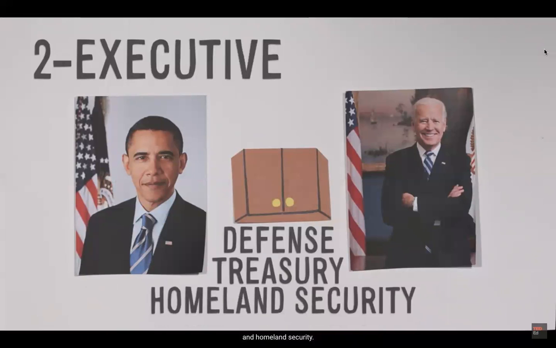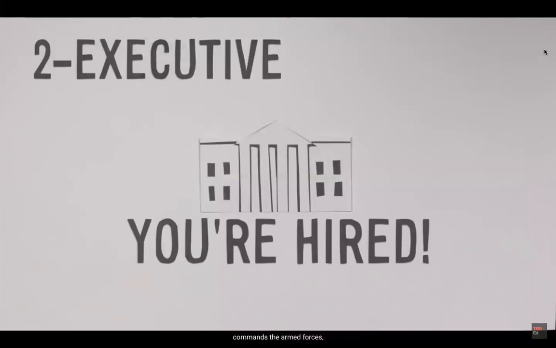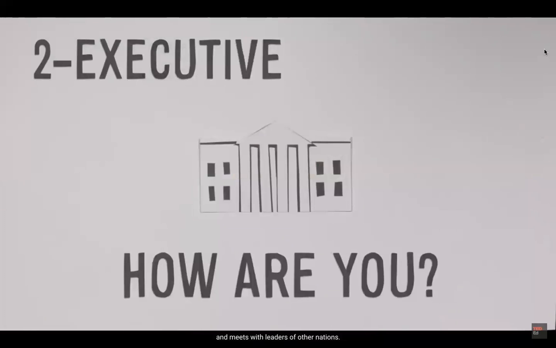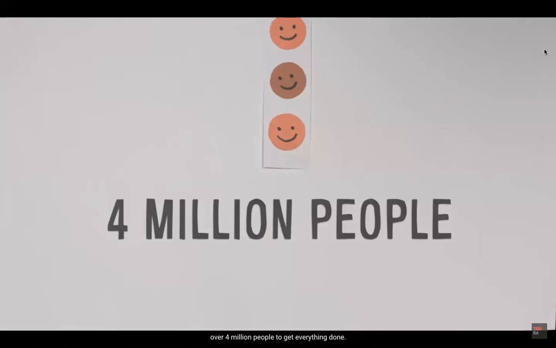These appointed helpers assist the president in making important decisions within their area of expertise, such as defense, the treasury, and homeland security. The executive branch also appoints government officials, commands the armed forces, and meets with leaders of other nations. All that combined is a lot of work for a lot of people. In fact, the executive branch employs over 4 million people to get everything done.